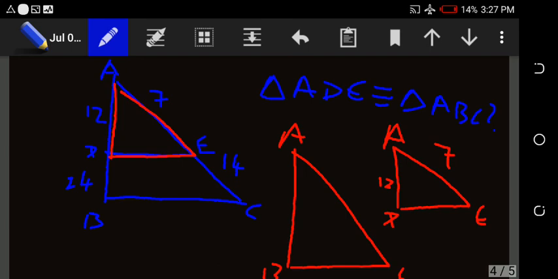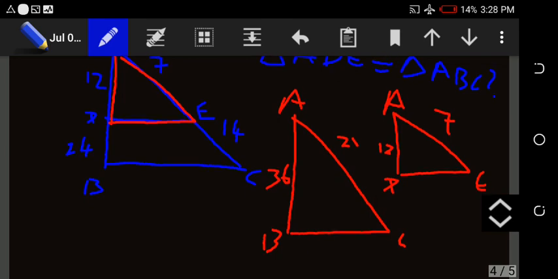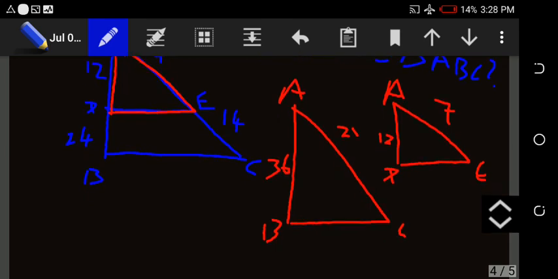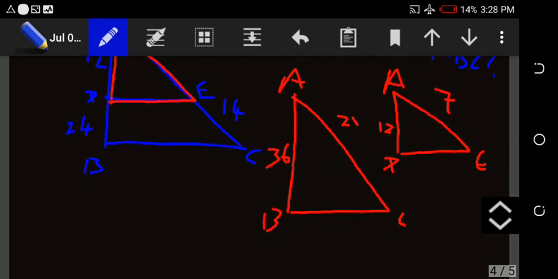But for the bigger triangle, what will be the length from here to here? That's AC. Now AC will be when we add this and this. Alright, so 7 plus 14, that will give us 21 as AC. And for our AB, from here to here, we'll have to add these two lengths. That is 12 plus 24, and that will give us 36. So we just have two sides given in this particular triangle. Two sides are given. All right. But it's not enough for us to know whether they are similar.